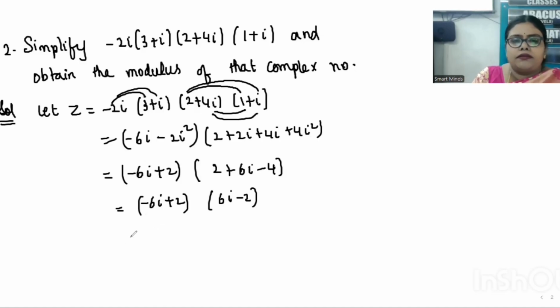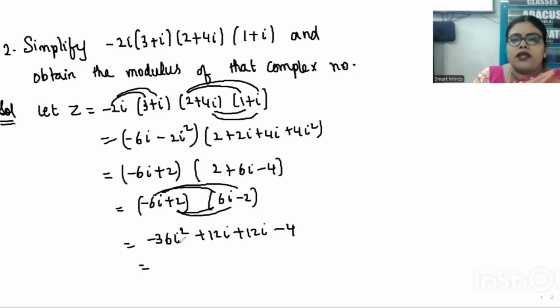So from this, if you multiply, that is minus 36i square plus 12i minus 4. That is, i square is minus 1. So minus 36 into i square will become 36, plus 24i minus 4. That is 32 plus 24i. This is the complex number.